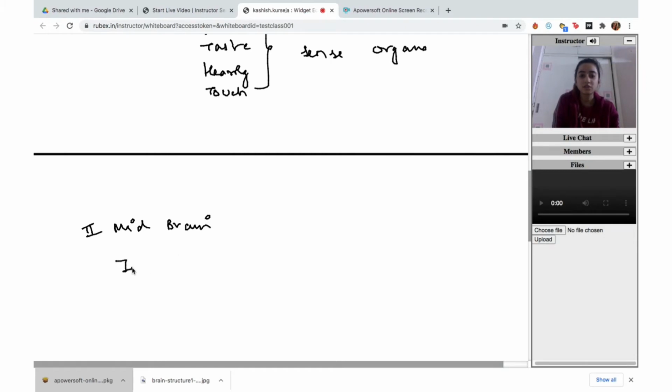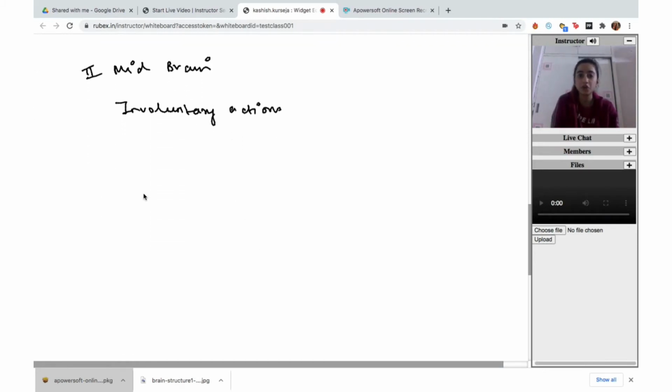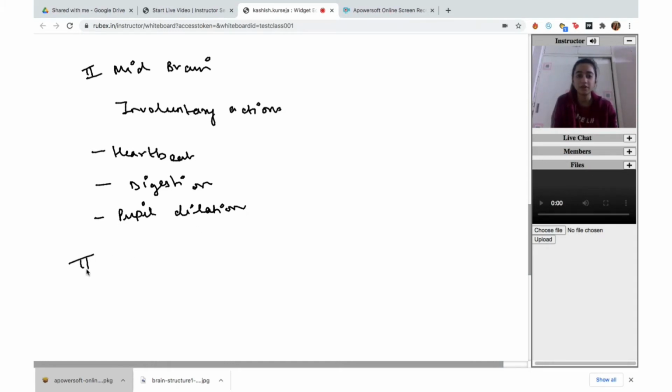Your midbrain is responsible for performing involuntary actions. Actions which are not under your control, that is, you cannot control them. So, for example, you have your heartbeat. Heartbeat is something that you obviously cannot control. After the heartbeat, for example, you have the process of digestion. You cannot decide when your body is digesting. Then you have pupil dilation, that is, how much the pupil of your eye is enlarging on seeing different amounts of light. So these are all involuntary actions which are controlled by the midbrain.